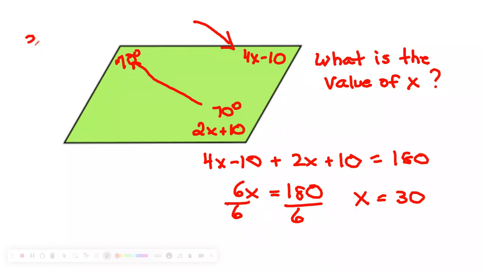And we know that the whole parallelogram has to equal 360 degrees. And if you plugged in the 30 over here, you'll get 110 degrees. And of course, that has to be 110 degrees. So add all the angles together, and you'll get 360.